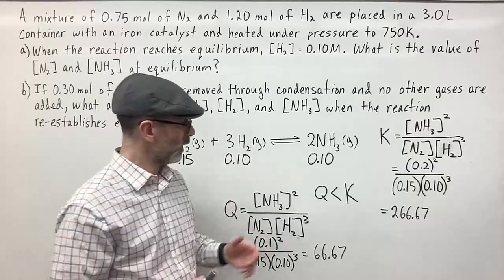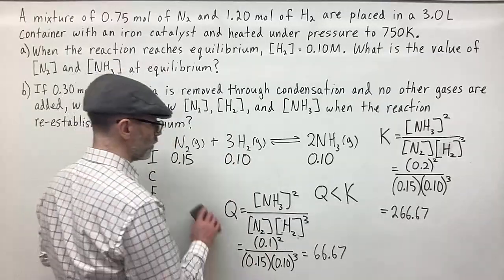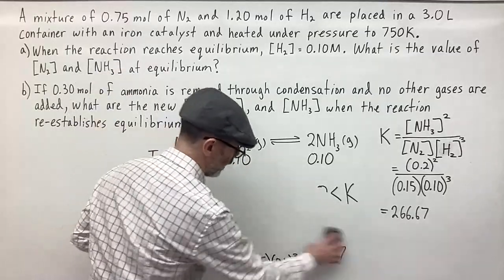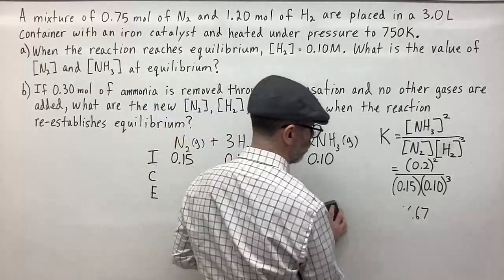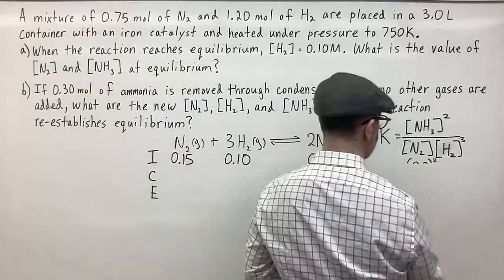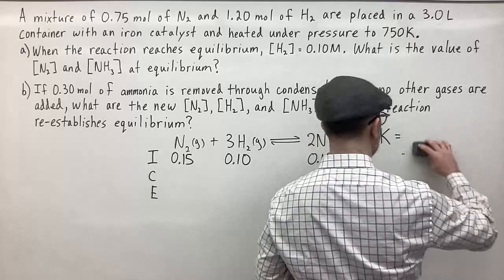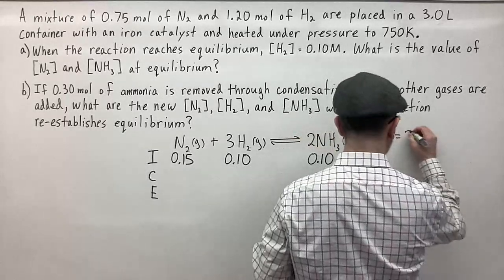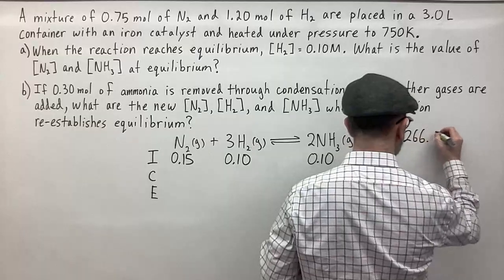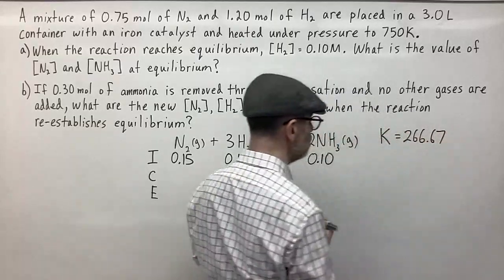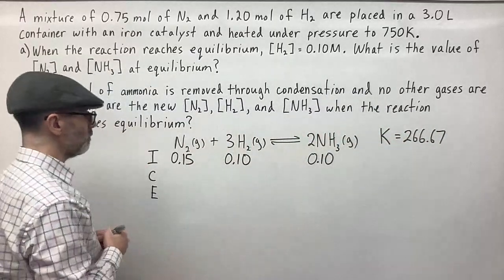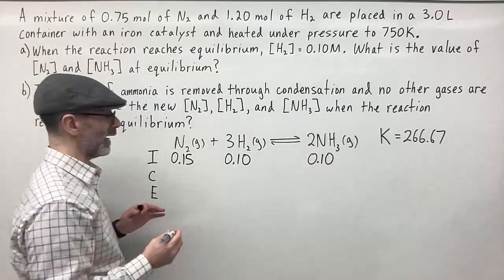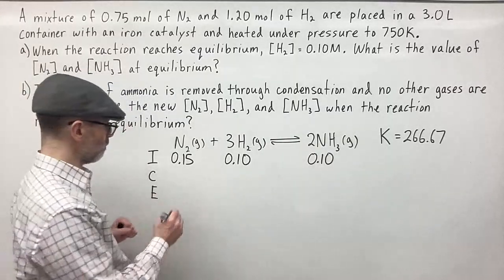So now that we know which way it's going to shift, we can go ahead and do our ICE table again. Here I'm going to write what the K value is. So here K is 266.67. Okay, now let's go ahead and fill in the rest of our ICE table.